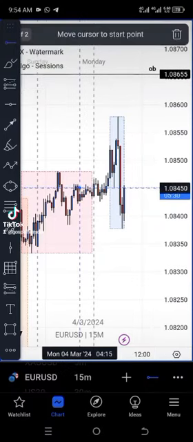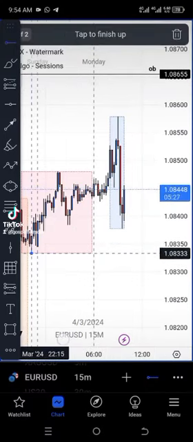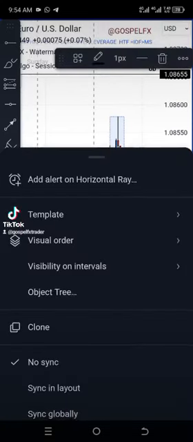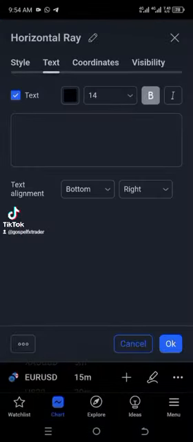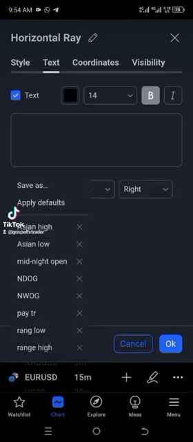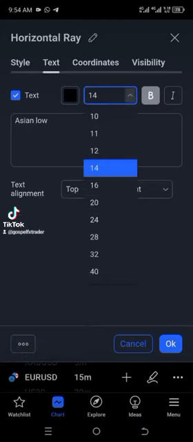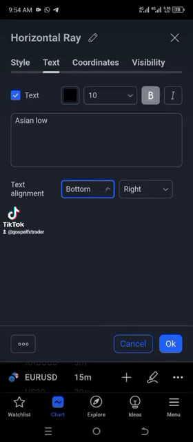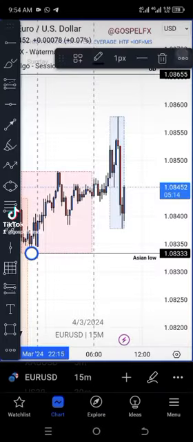All right, so many of you keep asking me, mentor, how do you do your analysis with your phone if you don't have a laptop? All right, so I'm going to be showing you here how I do my analysis on the phone if I'm not on my trading desk.